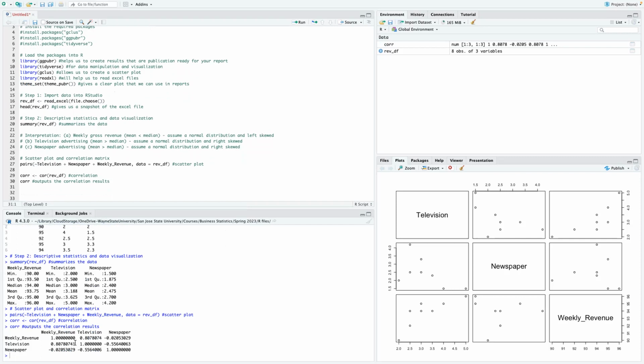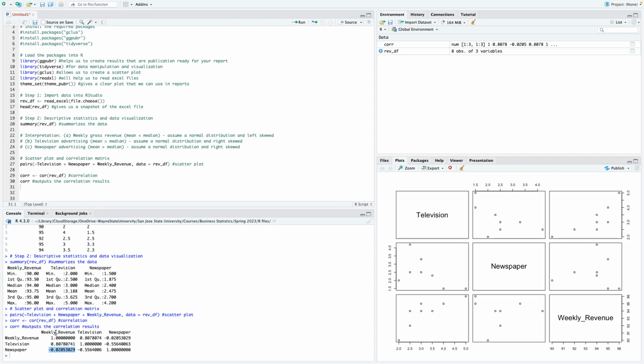So remember, the diagonal is always going to be 1, because weekly revenue with itself is just 1. But now we can see the correlation between weekly revenue and television. There's a very strong correlation, almost 81%. So that's a very strong positive relationship between television and weekly revenue. But then we could also see a negative relationship between newspaper and weekly revenue.